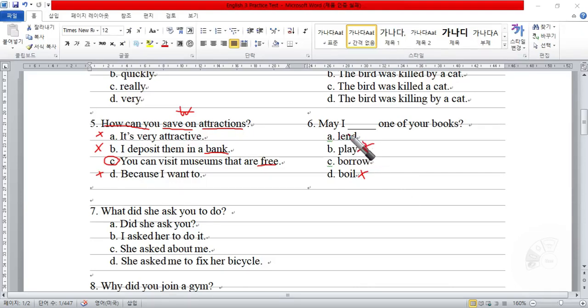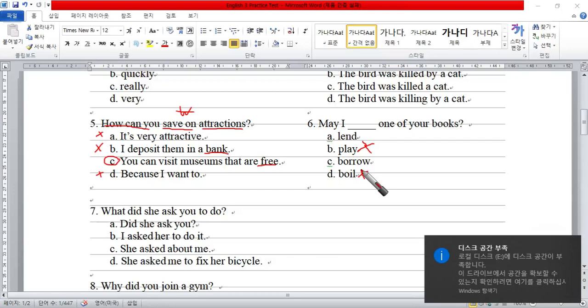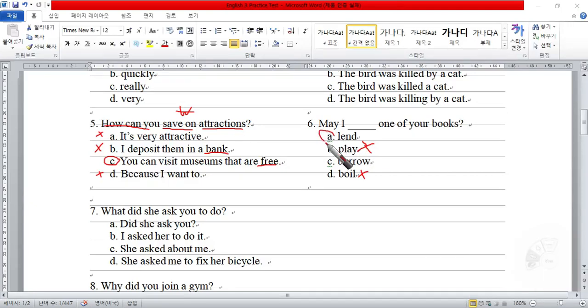Okay, so that comes down to lend and borrow. So many students confuse these. May I lend one of your books? May I borrow one of your books? The answer is A. Okay. Incorrect. I'm getting it wrong. Answer is C. Okay. May I borrow one of your books?